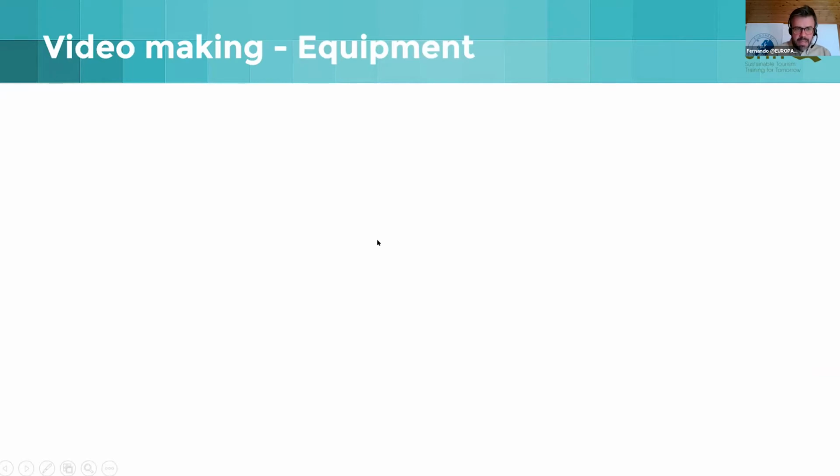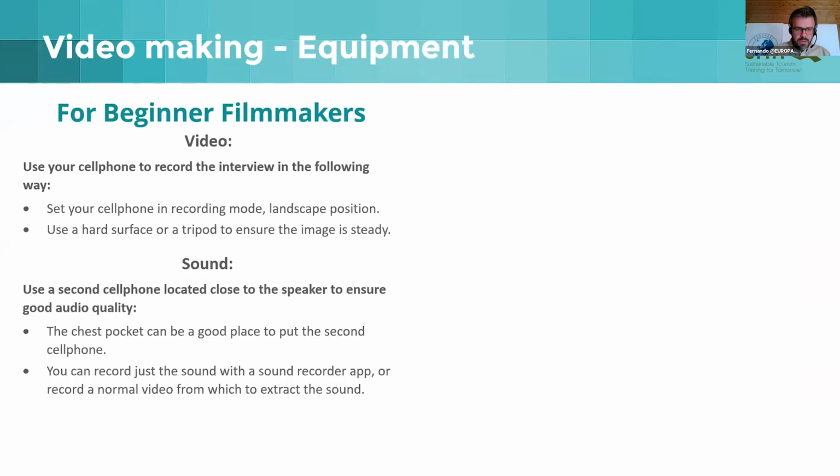Let's go to video making equipment. What do you need to create videos? So I have divided it into for beginner filmmakers and for advanced filmmakers, okay? And also in video and sound. So for video, when you're a beginner, you just need a cell phone. Cell phones today have really good quality cameras, and you can get even professional looking videos with them, okay?